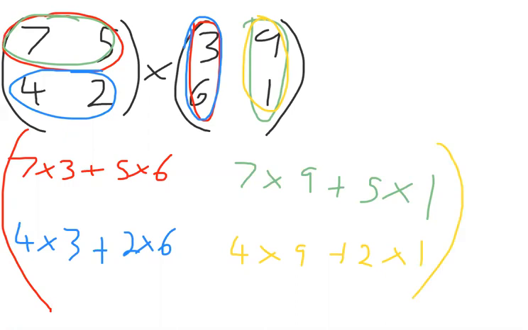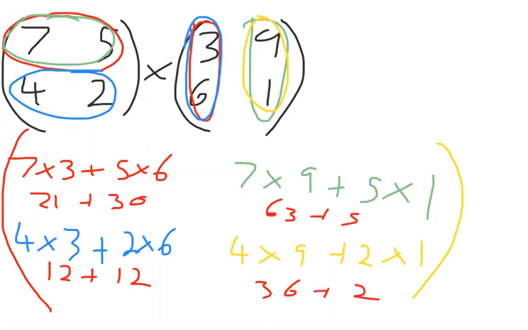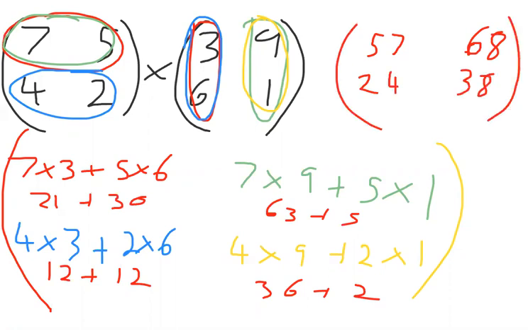Look how colourful that looks. And now we just expand that out. 21 plus 30, 12 plus 12, 63 plus 5, 36 plus 2, and that should give us the final matrix of 57, 68, 24, and 38. And there you have it. That's how you times a 2 by 2 matrix together.